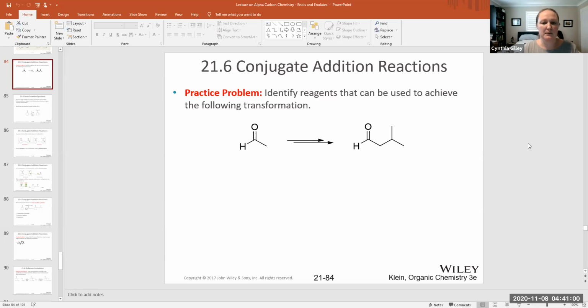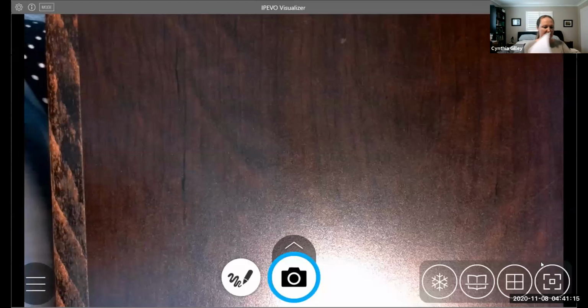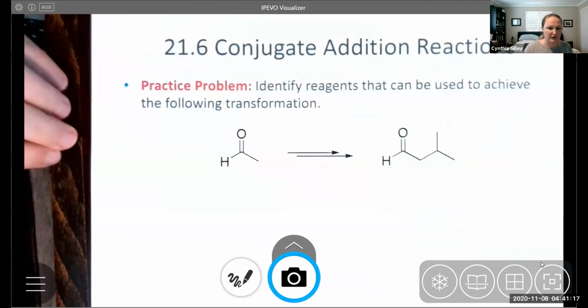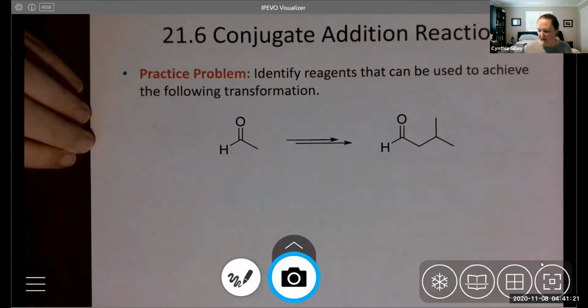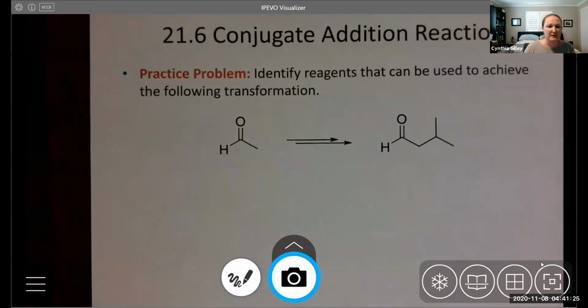Go ahead and pause it and do your best. You might even come up with more than one possibility, and then choose your favorite, and then we'll talk about it. Okay, so let's go ahead and go over this problem. I want to talk about some possibilities, just because you might have thought of some things that maybe wouldn't work, and I want to talk about why they wouldn't work.